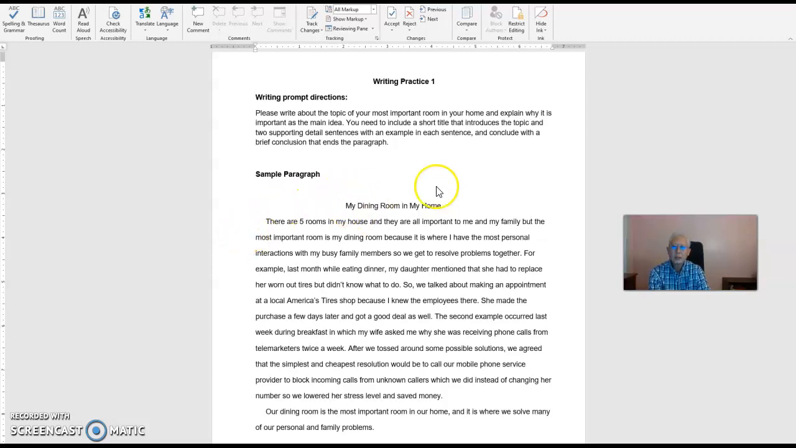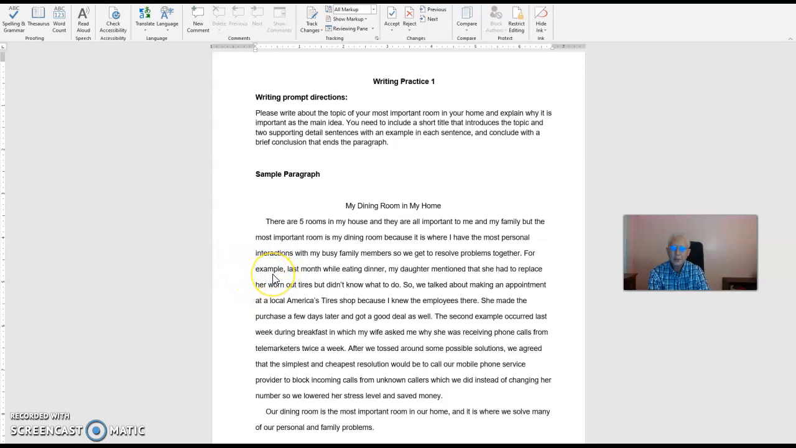So as you can tell, my title is about the dining room, which answers the prompt. And starting with the first sentence, I identified why it's important, the topic, because it's where I have the most personal interactions to solve problems together as a family. And then I followed that topic sentence with two examples.